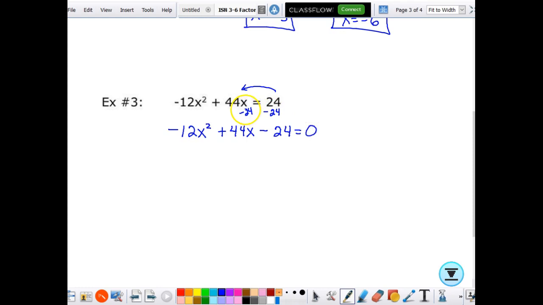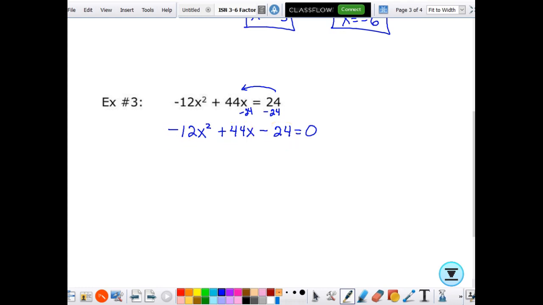But you got to be careful. Make sure they're in the right order. The x squared and then the x term and then the constant. You can't mix these two guys together. They're not like terms, so you have to be careful. Watch what you're doing, okay? So now I have a -12, a 44, and a -24.